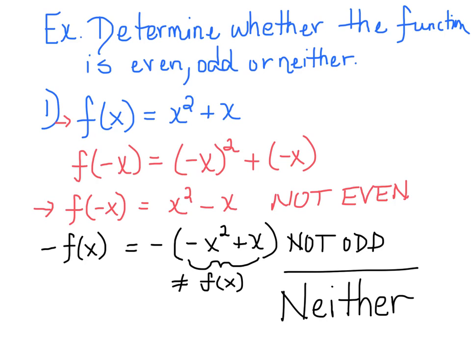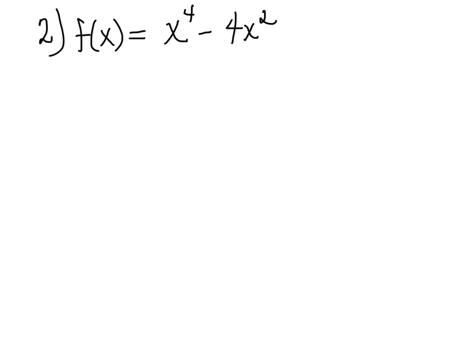Okay, let's try another problem. Okay, this time let's say f of x is equal to x to the fourth minus 4x squared. All right, first step is to determine whether the function is even. So we replace x with negative x. Everywhere we see x, we're going to put negative x.